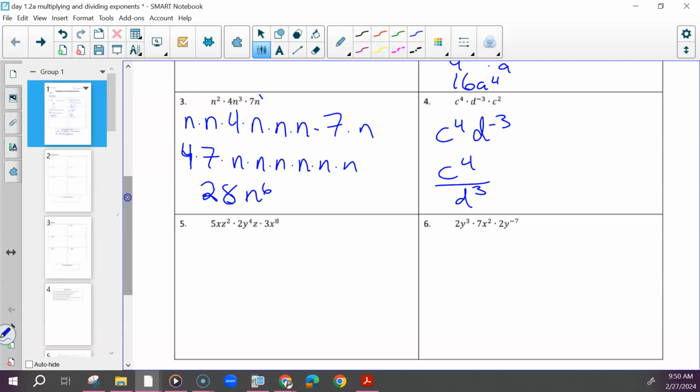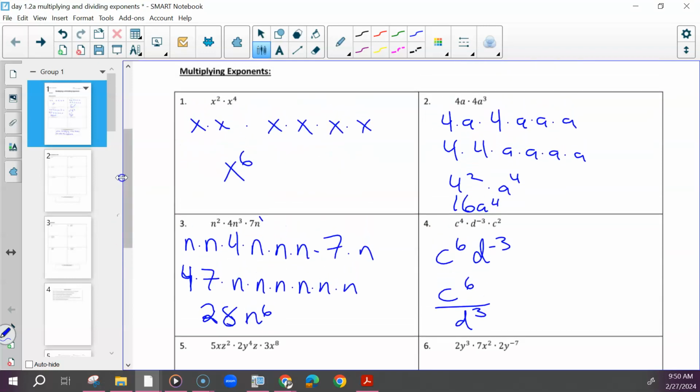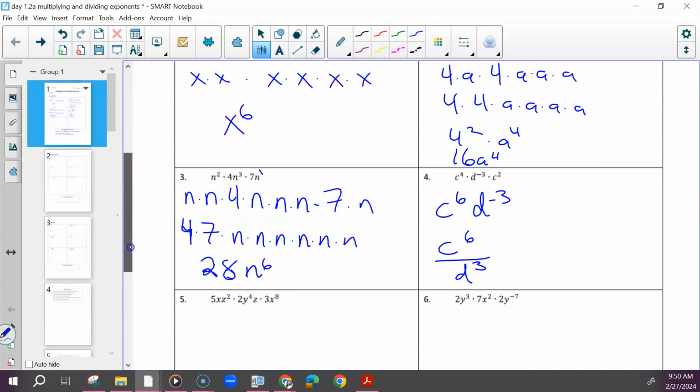Yes. How did you get the 2 on number 4? That should have been 6. Same thing as the other ones. I could have added 2 and 4 here, added the exponents of 4, and then added the exponents of 1 and 3. Other questions on this page?